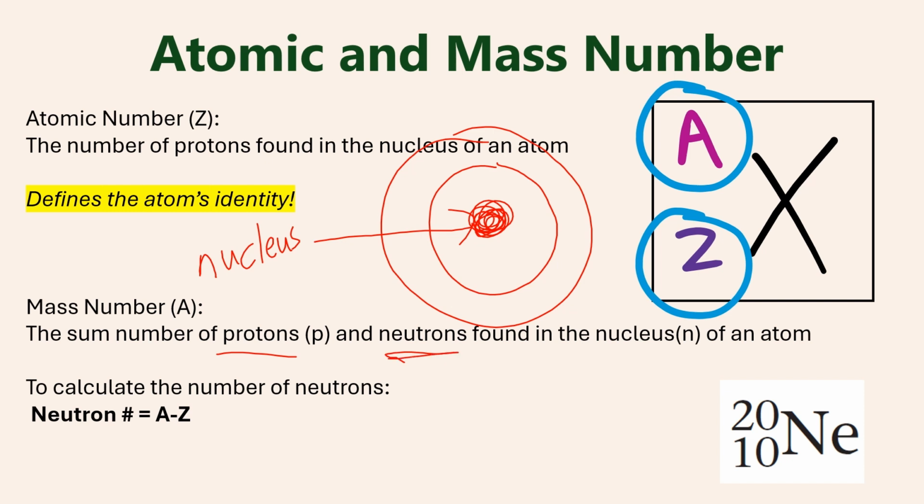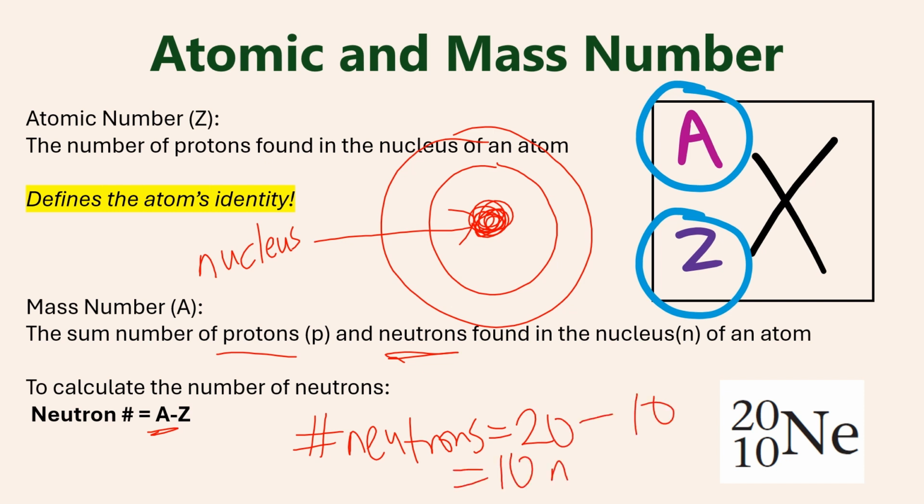That means that if we want to calculate the number of neutrons only, then we're able to just subtract the number of protons from the mass number, and then we can easily solve for the number of neutrons. Here's an example. I have neon. 20 at the top, which is the mass number, 10 at the bottom, which is the proton number or the atomic number. If I want to find out the number of neutrons, then I just have to do 20 minus 10. That means that I have 10 neutrons in this neon atom.